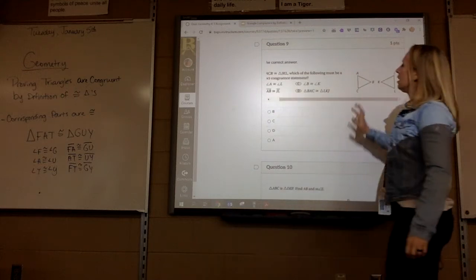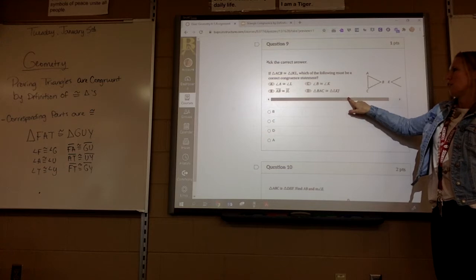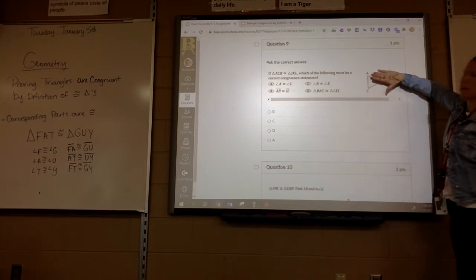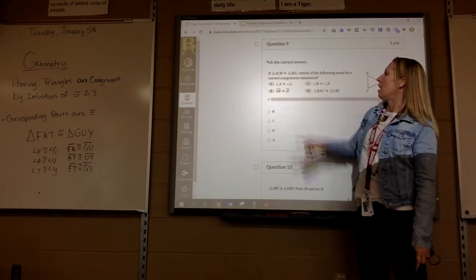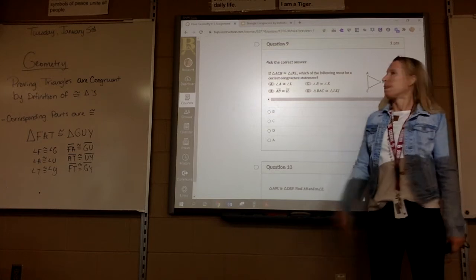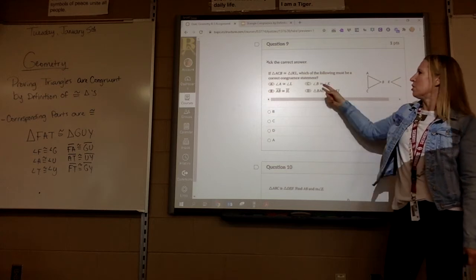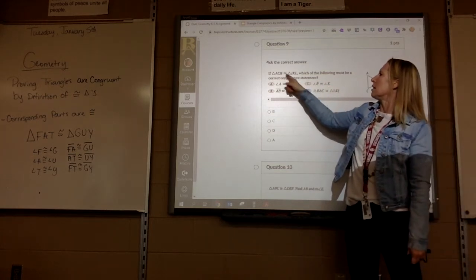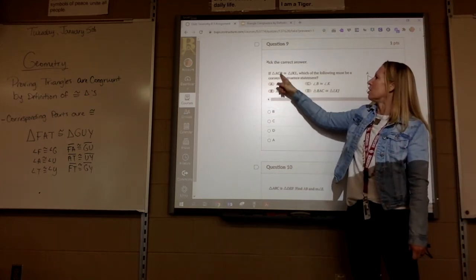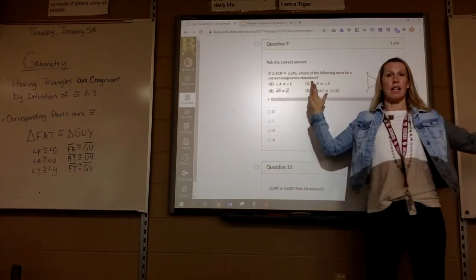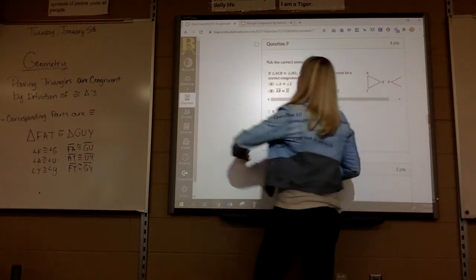Question 9 says triangle ACB is congruent to triangle JKL. Which of the following must be true? So again, I'm not going to even look at the picture. I'm going to look at the statement. So angle A is congruent to angle L. Is that true? No, because that's the first letter and the other one's the last letter. Does not work. B and K, would that be true? Yes. B is the last letter, K is the middle letter. So what about AB? AB is first and last letter. JL, first and last letter. It kind of is true. So which one would it be? B. Okay, good. No, D.